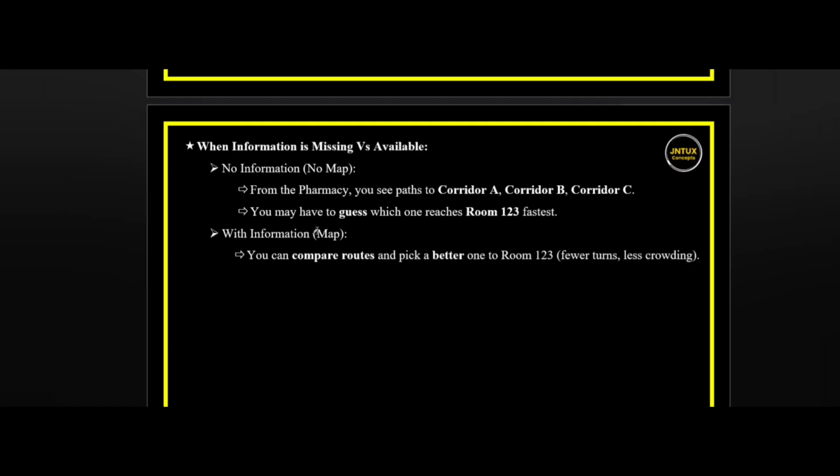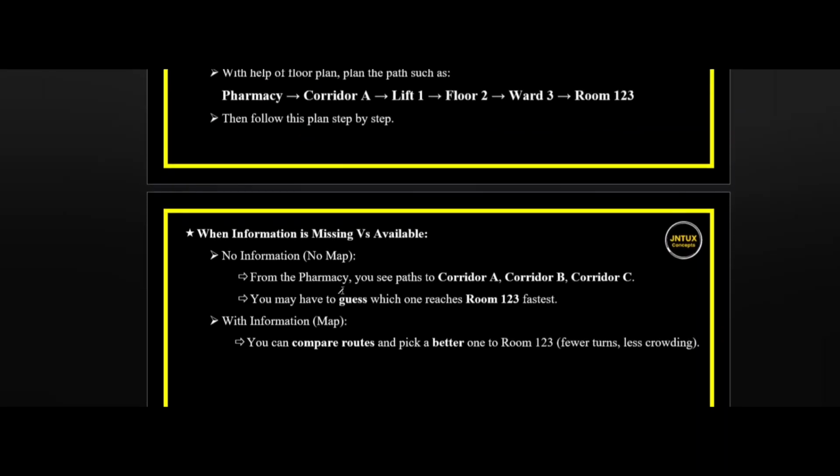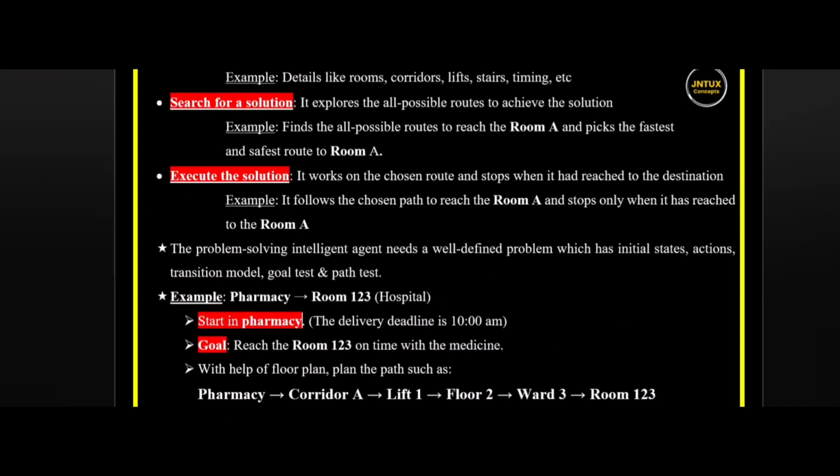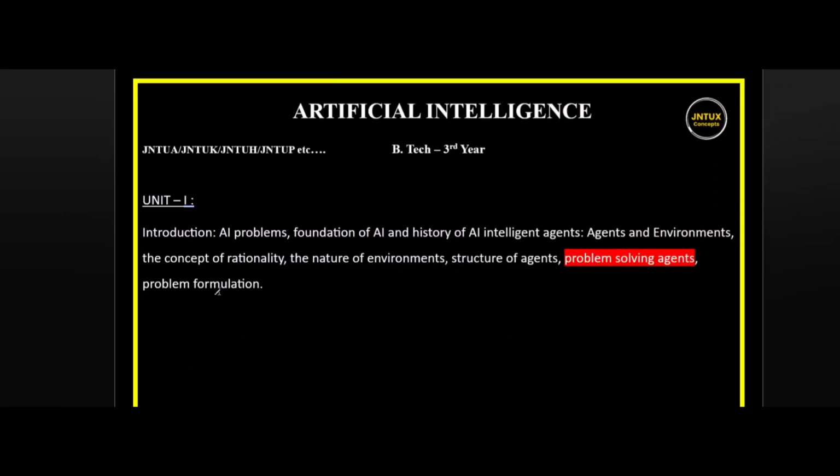When it comes to having information, that is, you have a map or the floor plan, in that case you can compare routes and pick a better one to reach room number 123. As you have the map and the floor plan, which has all the routes, all the stairs, all the lifts, you just compare all the paths with each other to find the most efficient, the safest, and also the fastest one to reach room number 123. That is how the problem solving agent works, and it's a small topic. In our next video we will be discussing problem formulation.